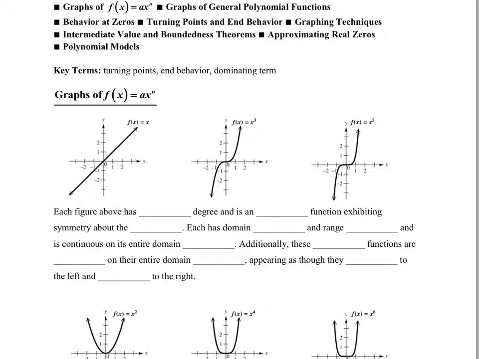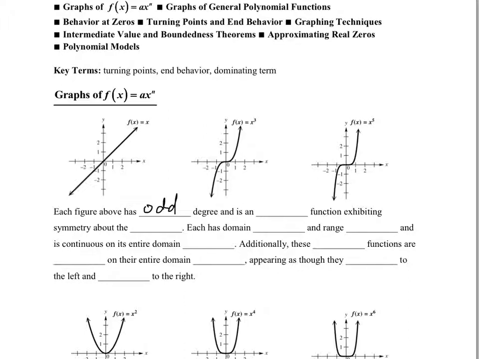If you check these three graphs, the first one is f of x equals x. The second one is f of x equals x to the third. The last one is f of x equals x to the fifth. They have some things in common. Hopefully, you will recognize if I were to ask you about the degree, remember when we did that at the very first of chapter 3? These all have odd degree. The first one is x to the first, the next one is x to the third, the last one is x to the fifth.